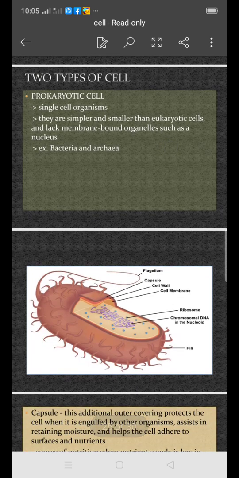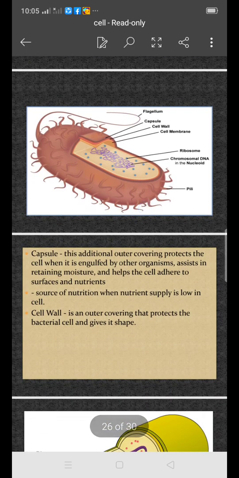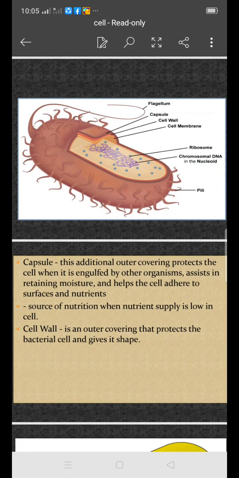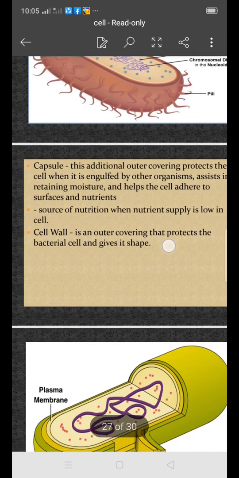And we have prokaryotic cell. Prokaryotic cells are single-cell organisms. They are simpler and smaller than eukaryotic cells and lack membrane-bound organelles such as a nucleus, for example, bacteria and archaea. So this is the image of this. Flagellum, capsule, cell wall, cell membrane, ribosome, chromosomal DNA, the nucleoid, and pili.